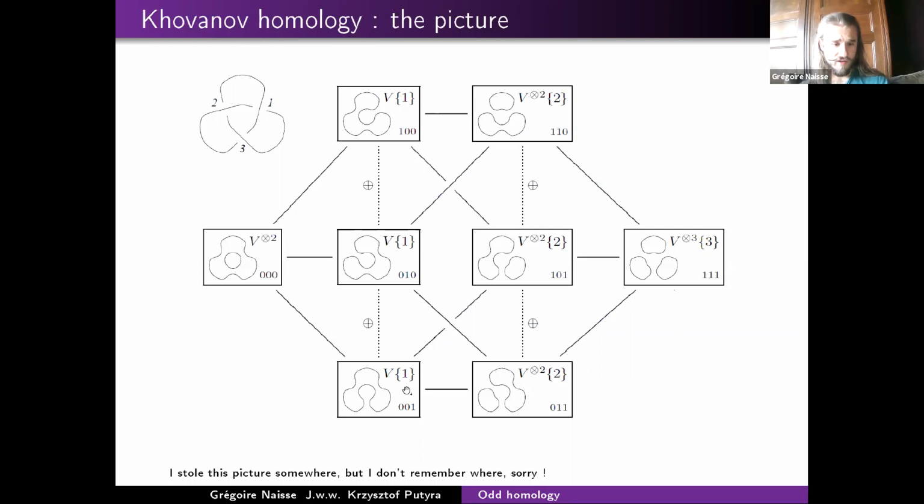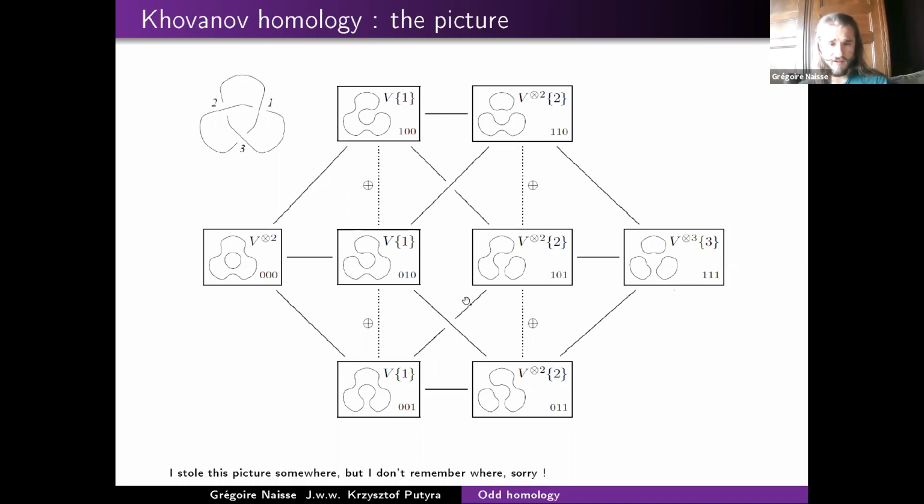Here the second, etc. Okay, so this picture was from Dror. Apparently, someone told me that this picture was from Bar-Natan. So that's where I took it. So thank you, Bar-Natan, for your picture.